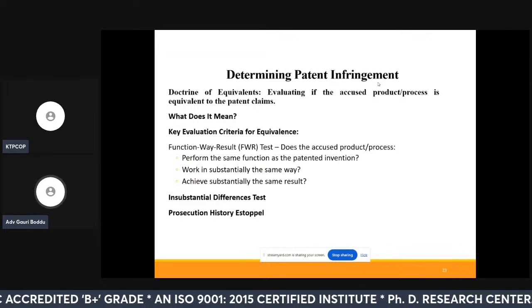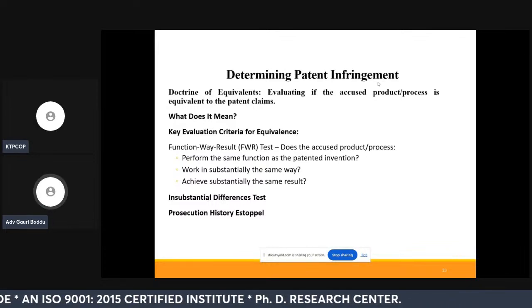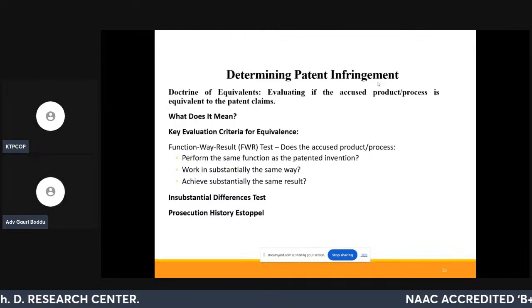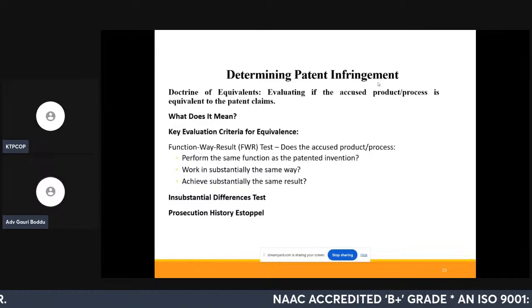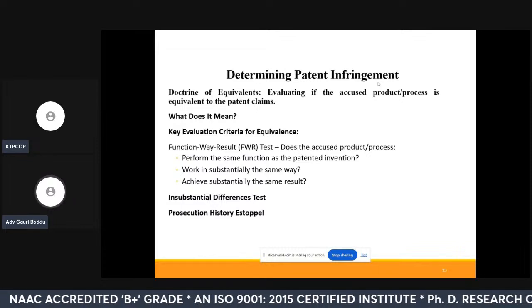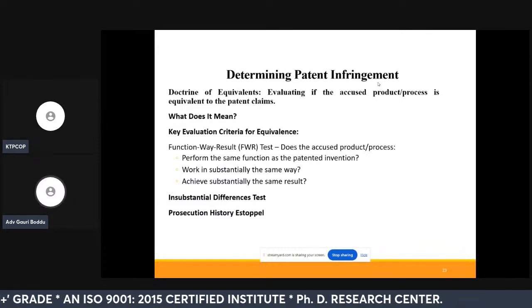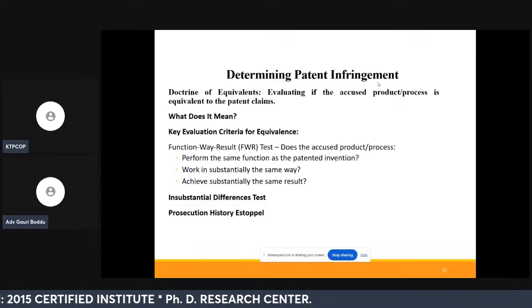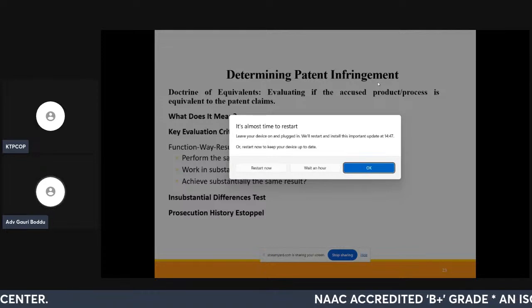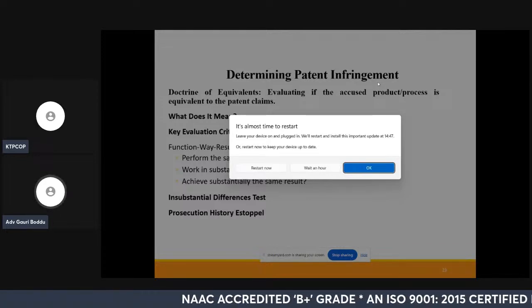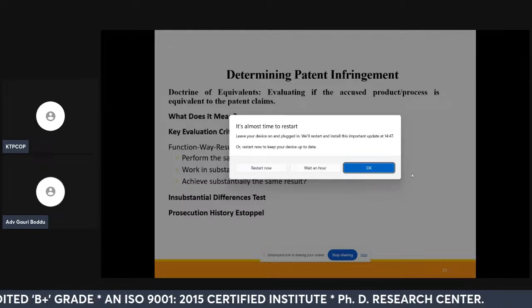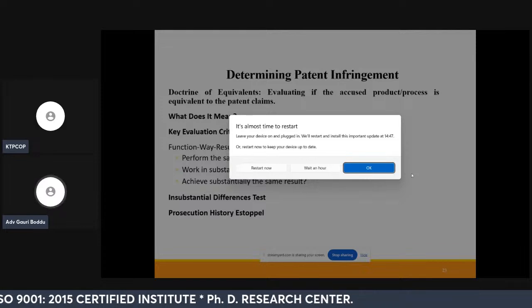Now, the insubstantial differences test. Are the differences between the patented invention and the accused product minor or insignificant? Now, prosecution history estoppel. If the patentee narrowed the scope of their claims during the patent examination process, they may be prevented from using the doctrine of equivalents. These are the things where we can determine whether the patent is infringing or not. So let's see the next slide.